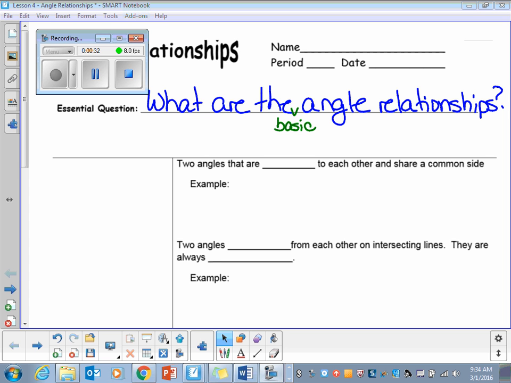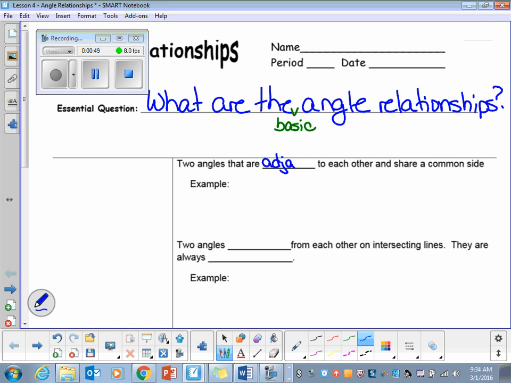Now we're going to talk about the relationship between two angles. We're going to learn the basic ones in this lesson, and you'll learn even more in Unit 3. Okay, so two angles that are adjacent to each other and that share a common side are called adjacent angles. Now, adjacent means side by side. Maryland and Virginia are adjacent states. They're touching. You are sitting adjacent to the person next to you.